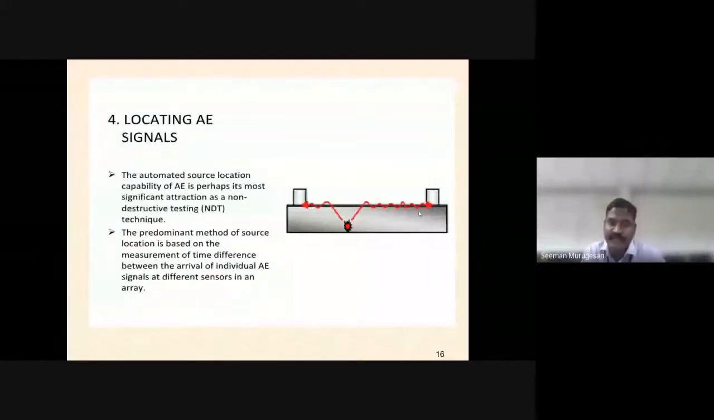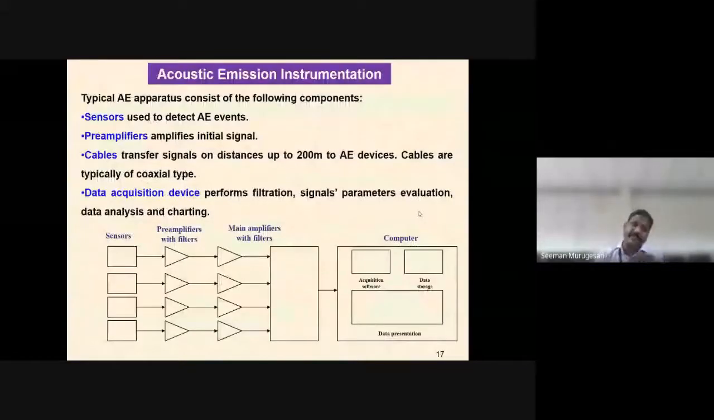Then acoustic emission instrumentation. What are the instruments, and how to arrange them? The typical acoustic emission apparatus consists of the following components. Number one is a sensor, then a preamplifier with a filter, then a main amplifier with a filter, then a computer having a data acquisition board or device. The sensor is to detect the events.